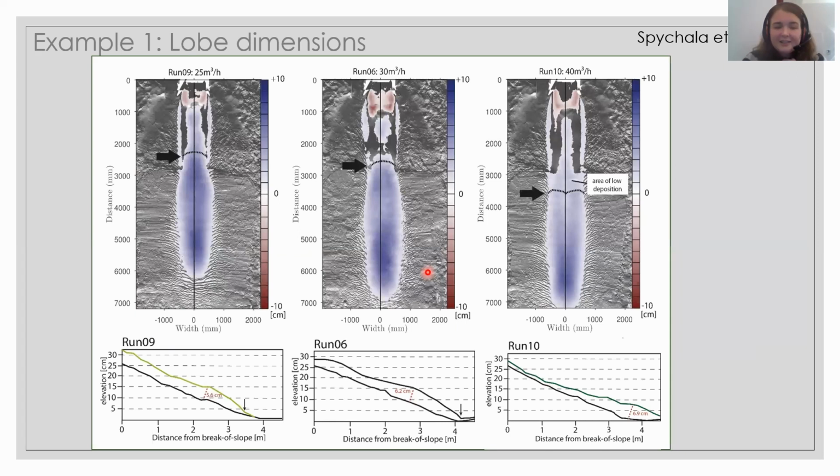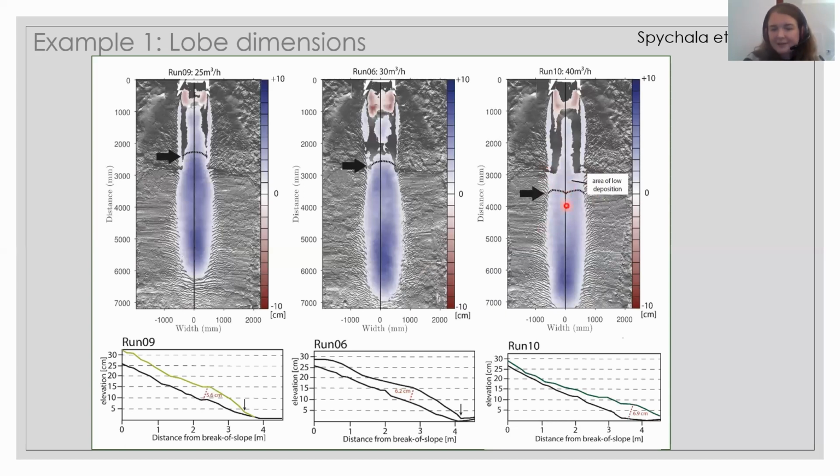And finally, discharge didn't actually change the dimensions of the lobe deposits that were created, but what it changed is where the deposition of these deposits started. So only when we turned up our discharge to the highest discharge that we used, we had a proper disconnection of our lobe deposit from our channel. And we created an area of very low deposition that was only filled with the tail of the flow.